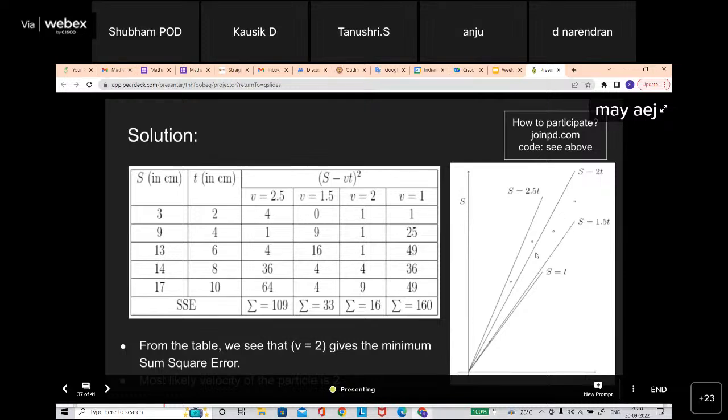And geometrically, you can see these are the points shown here. You can see that the line s is equal to 2t is very close to all these points compared to the other lines. So this is all about this slide.